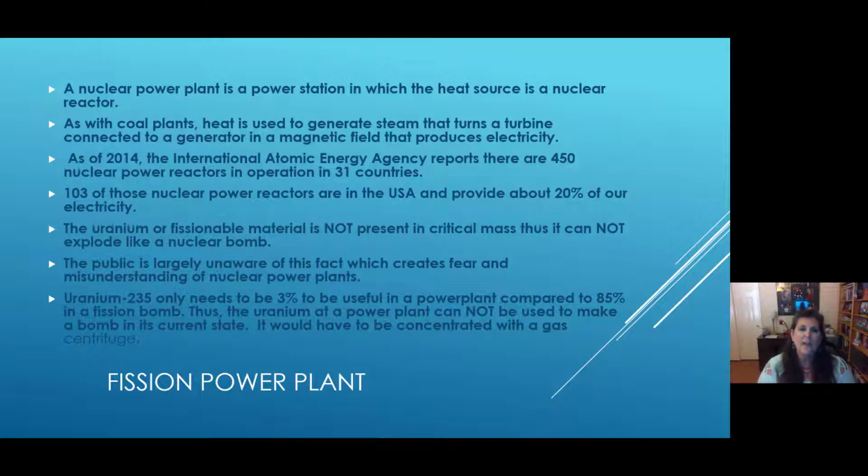So another mistake is people think you can steal the uranium from a nuclear power plant and make it into a bomb. That's not true. The power plant uranium is 3%. You need 85% to have a bomb. So your typical terrorist cannot go and steal uranium from a power plant and make a nuclear bomb out of it. So that's just another misconception.